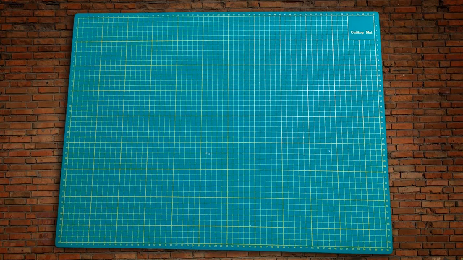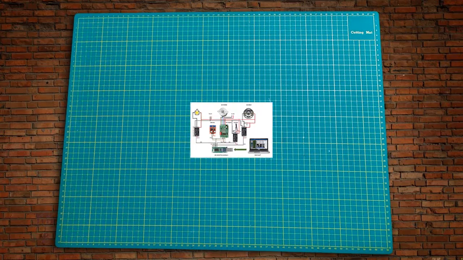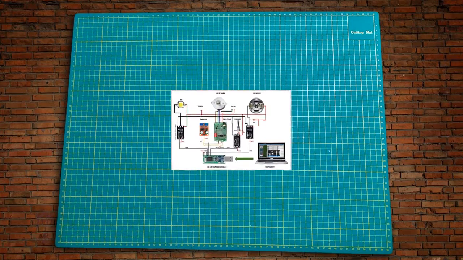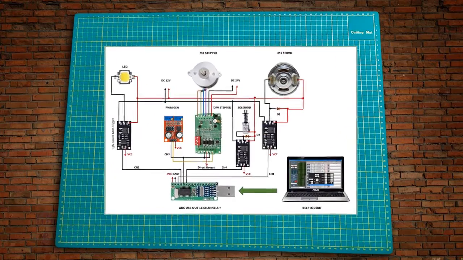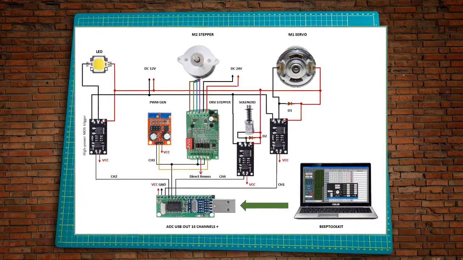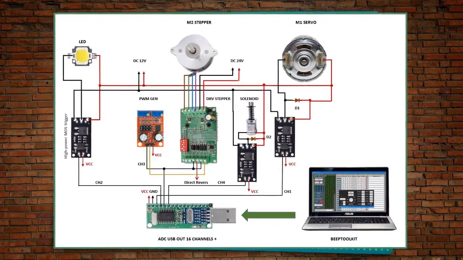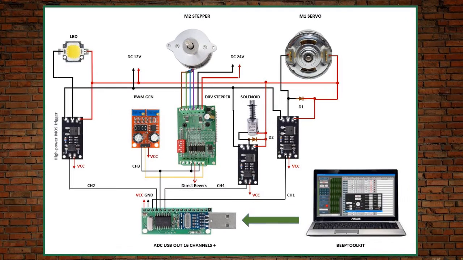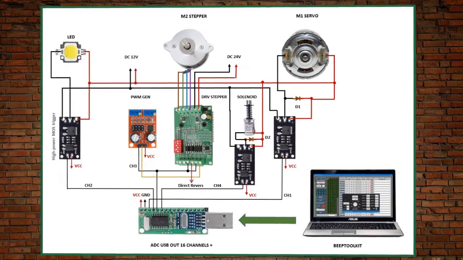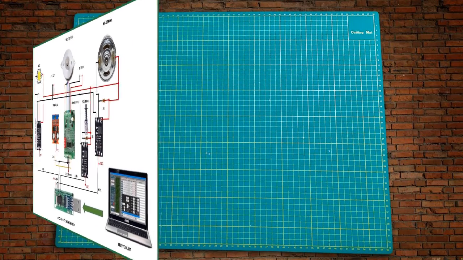For loads, let's take a 12-volt DC servo motor, a 24-volt bipolar stepper motor, a 12-volt solenoid, and a powerful 12-volt LED. Schematic diagram with the distribution of components of power with direct current of 5, 12, and 24 volts. The control algorithm is as follows.